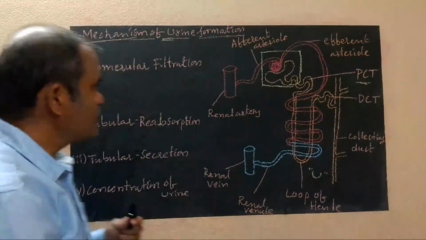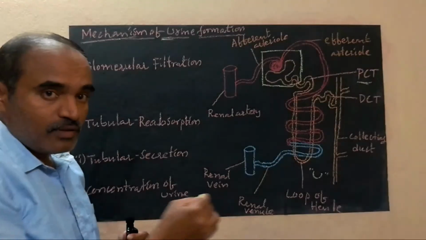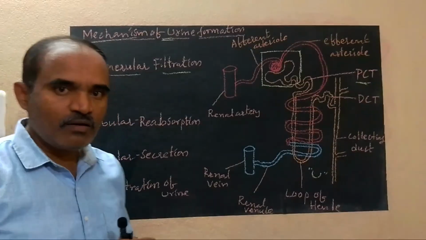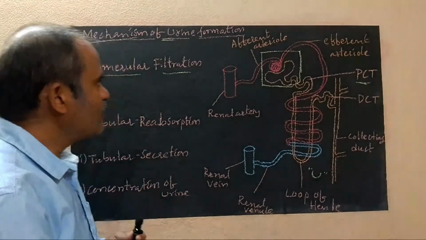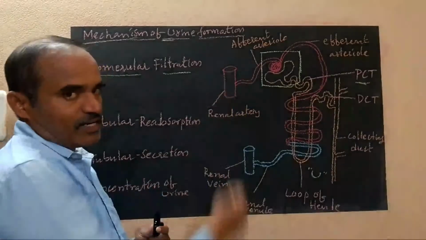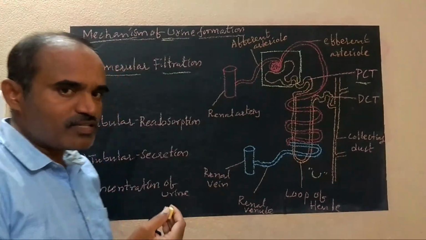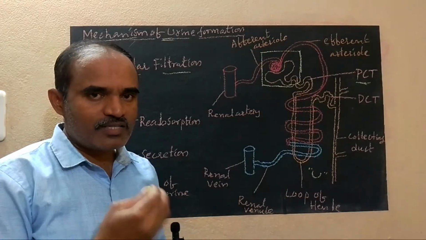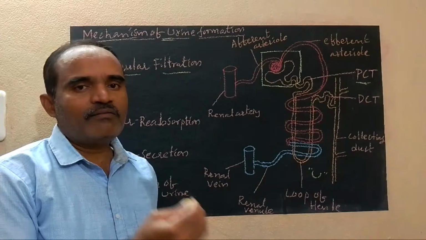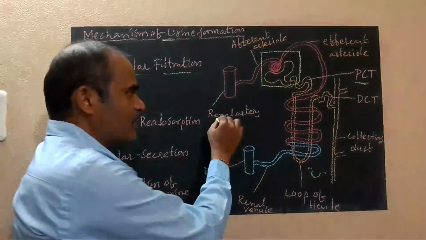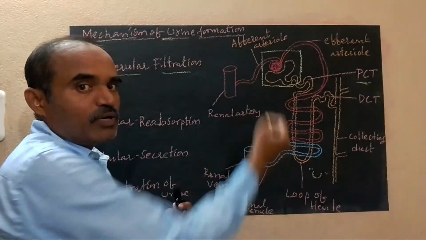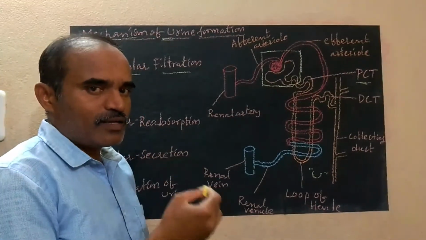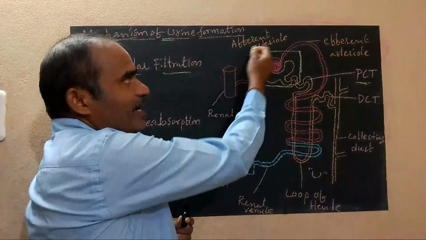Now we are going to discuss the mechanism of urine formation. The first one is glomerular filtration. The renal artery carries oxygenated blood with waste material from the heart to the kidneys. The renal artery further divides into very fine tubular structures, the capillaries, called the afferent arteriole.